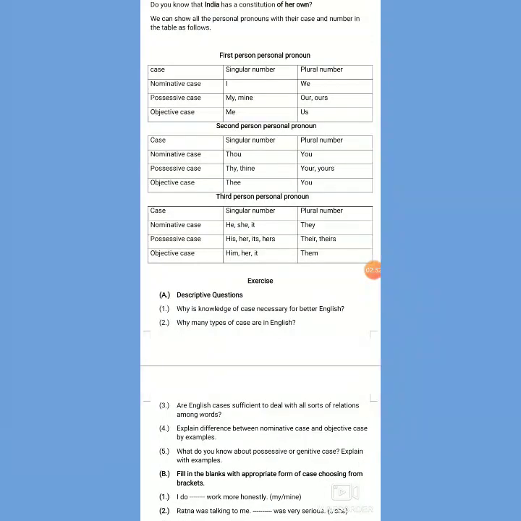Now we can come to the second person pronoun. Thou is the second person pronoun of the nominative case in singular number for all genders. You is a second person pronoun for nominative case in plural number for all genders. Thy and thine are second person pronouns for possessive case in singular number for all genders, and your and yours are second person pronouns for possessive case, for plural number in all genders. Thee is the second person pronoun in the objective case for singular number for all genders, and you is the second person pronoun for objective case in plural number for all genders.